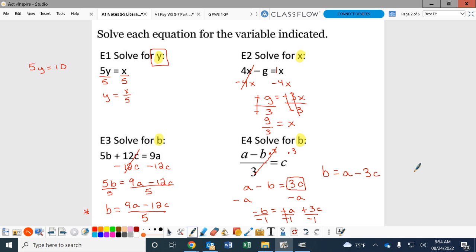Okay, on example 4. Starting from the beginning, do you understand I've got to get rid of the fraction, and to get rid of a fraction, since it's division, I multiply. That part's okay. So when I cancel that out, what's left is the a minus b, and on the other side, 3 times c is 3c.